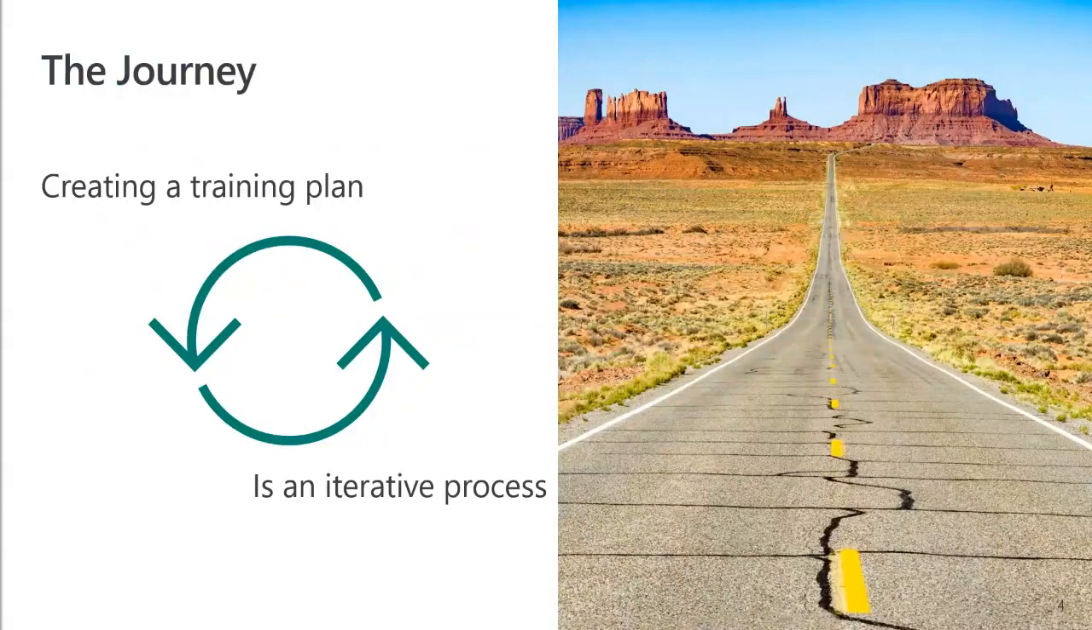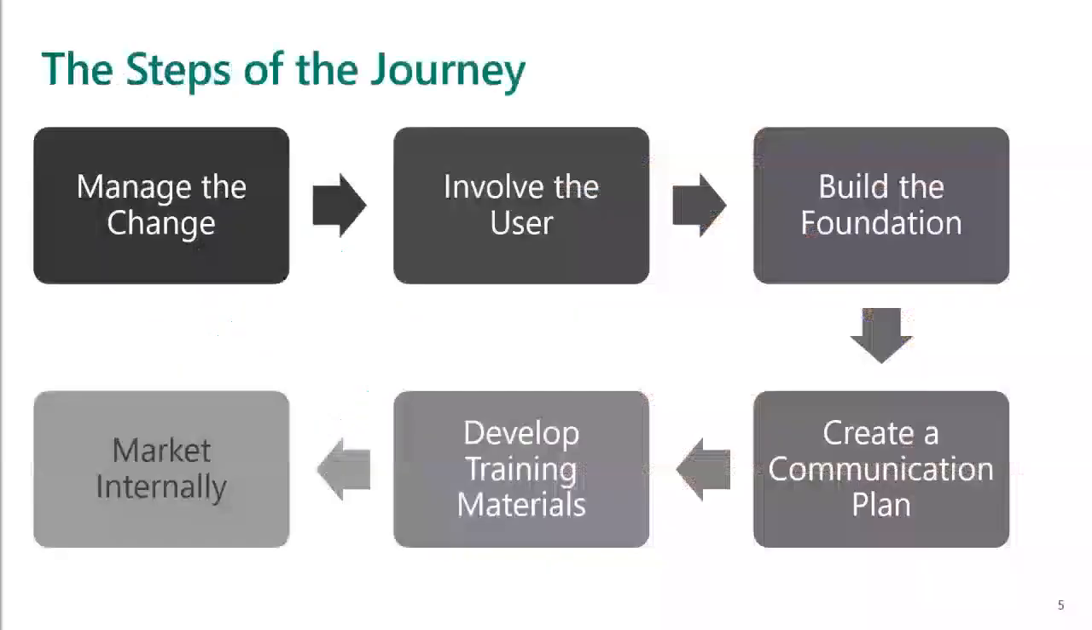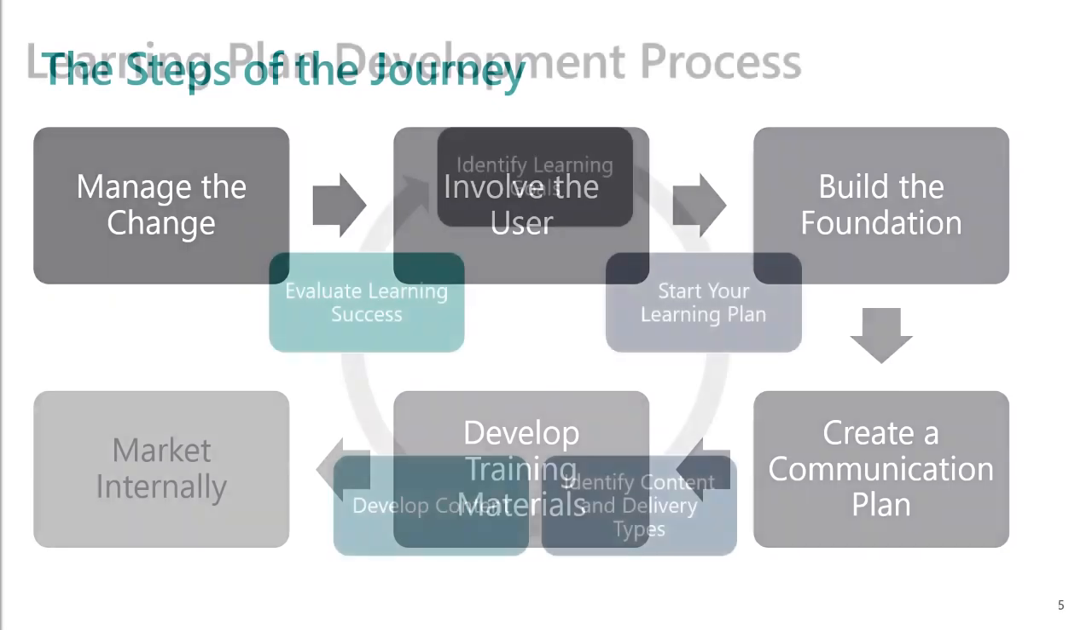Reviewing very quickly where we ended off in part 1 is that process of creating that training plan, and remembering that it's an iterative process. So we have that 6-step journey where we're going to start by managing the change, making sure that we're involving the user, because the most important part of that user adoption, again, is the users themselves. Building that foundation, prototyping, mock-ups, getting those first rough drafts put together, and then putting together your communication plan. Once you've done that, you can start developing those training materials and marketing that out to your user base, and building and distributing that content.